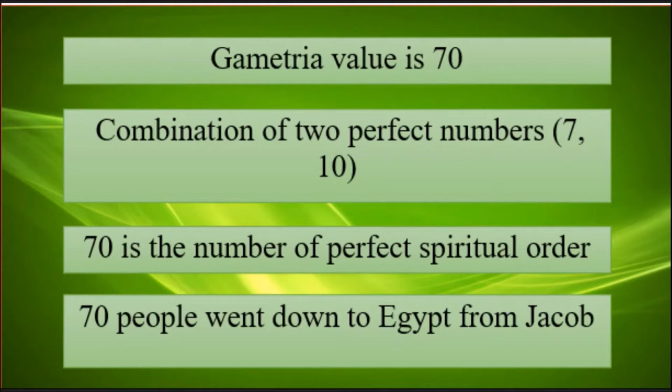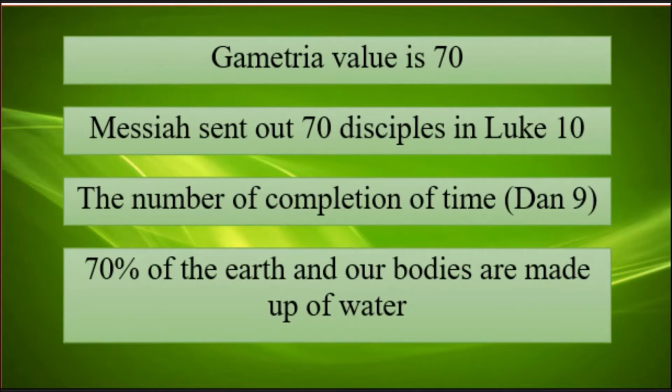70 is the number of perfect spiritual order. We know 7 is perfection and 10 is ordinal perfection. 70 people went down to Egypt from Jacob. We see over and over this number 70 in scripture. Messiah sent out 70 disciples in Luke chapter 10. The number of completion of time, according to Daniel chapter 9, is 70 years, or 70.